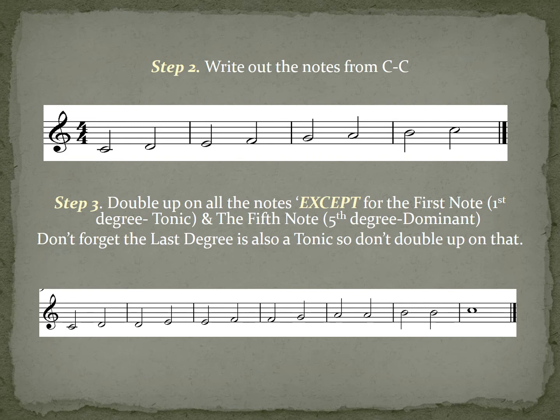Step number 2, we're going to write out the notes from C to C. Just 8 simple notes. Step number 3, we're going to double up on all the notes, except for the first note, the first degree or the tonic, the note C in this particular case, and the 5th note, that's the 5th degree or the dominant. So let's double up on all of them except for the 1st and the 5th.